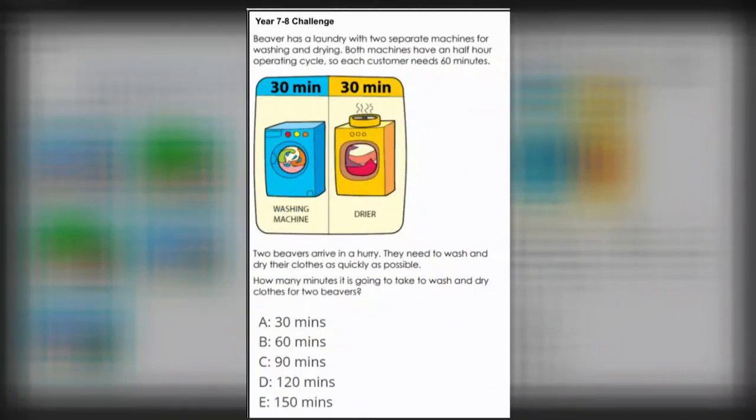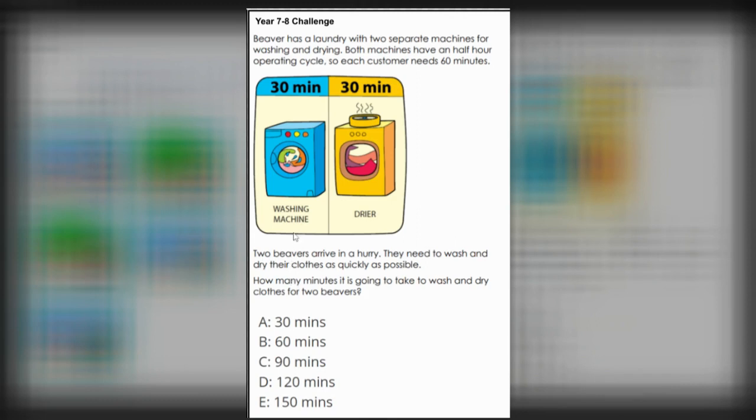And our final challenge was the Year 7 to 8 challenge, where Beaver has laundry with 2 separate machines for washing and drying. Both machines have a half-hour operating cycle, so each customer needs 60 minutes. We have the washing machine for 30 minutes and then the dryer for 30 minutes. 2 beavers arrive in a hurry. They need to wash and dry their clothes as quickly as possible. How many minutes is it going to take to wash and dry clothes for 2 beavers?